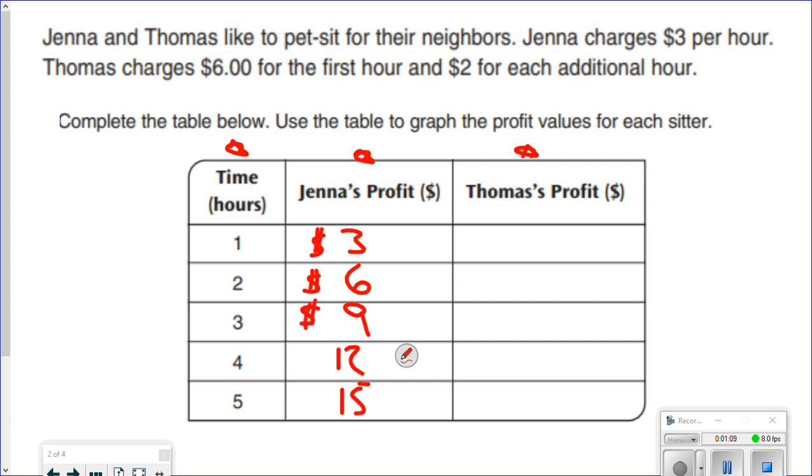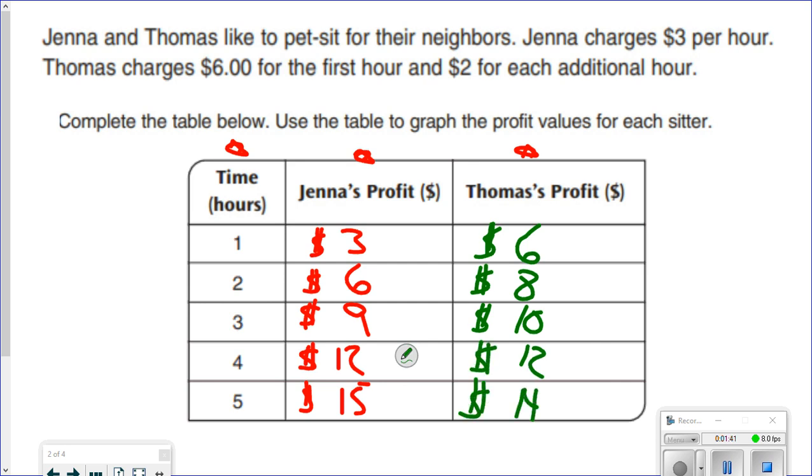Thomas is a little different. Thomas charges $6 for the first hour. I'll put Thomas in green. So he has $6 after the first hour. For each additional hour, he adds $2. So for the second hour, 6 plus 2 would be $8. For the third hour, it would be plus another $2, which would be $10. For the fourth hour, it would be another $2, which would be $12. And the last one would be $14. So essentially right away, Thomas would be making more money than Jenna, but Jenna makes more money the further she goes.